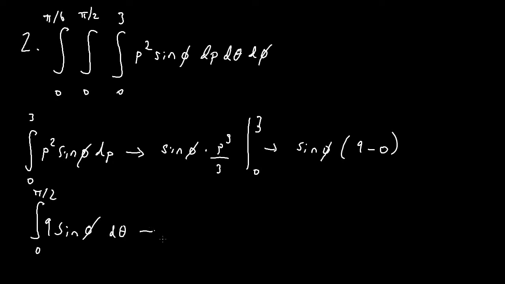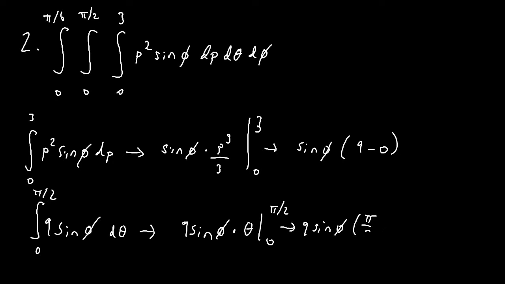So the integral of 9 sine of phi with respect to theta, since 9 sine of phi is just a constant, we'll just have 9 sine of phi times theta. Let's go ahead and evaluate from 0 to pi over 2. So we get 9 times sine of phi times, when I plug in pi over 2 for theta, we'll just get pi over 2, minus when I plug in 0, we'll get 0. So then we're left with 9 pi over 2 times sine of phi.